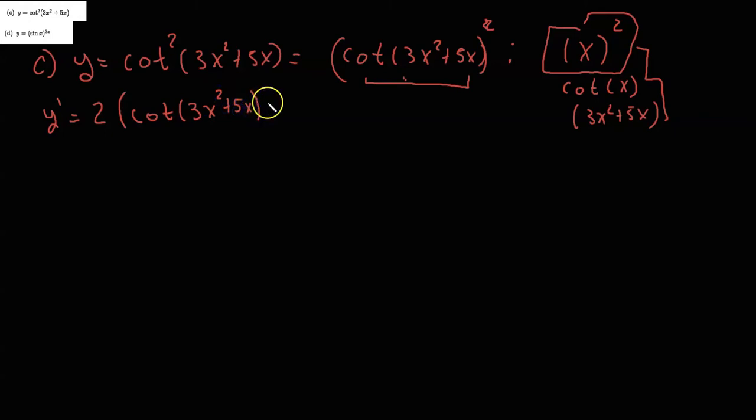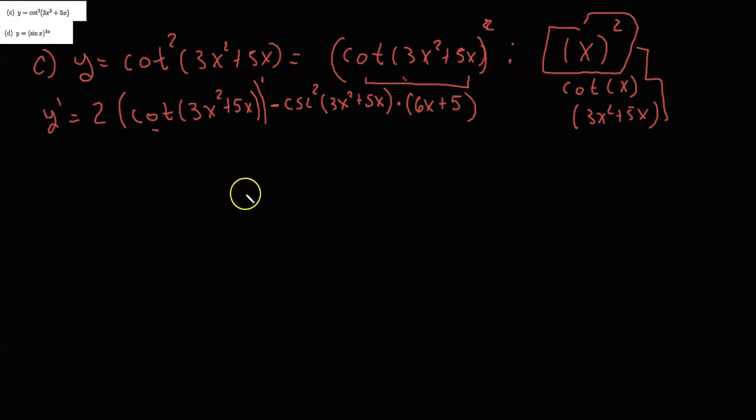Then multiply by the derivative of the next function, which is this one. And that derivative, there's a 1 here, right? But you can just omit it. Derivative of cotangent is negative cosecant squared. So you'd multiply by negative cosecant squared. And then again, you'd leave the inside alone as well. So it's a chain reaction, basically. And then you multiply by the derivative of the inside of that stuff. So 6x plus 5.